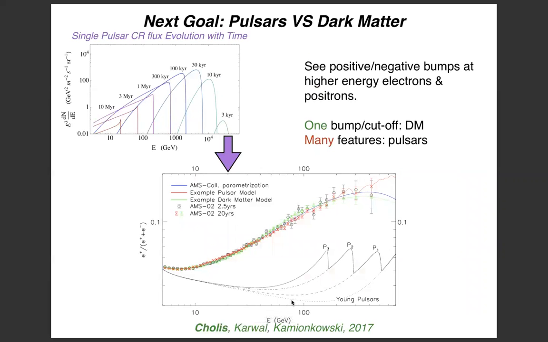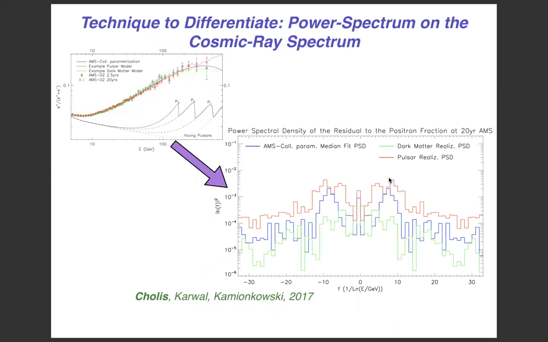Our next goal is to use the fact that pulsars predict many features in the various cosmic ray spectra and search for those features. One way we can search for those features is known as performing a power spectrum calculation, where you're basically trying to see how much power exists in small scales of that actual measurement.